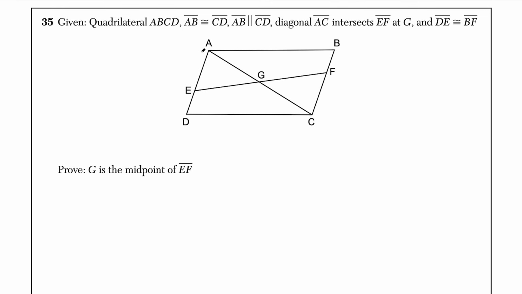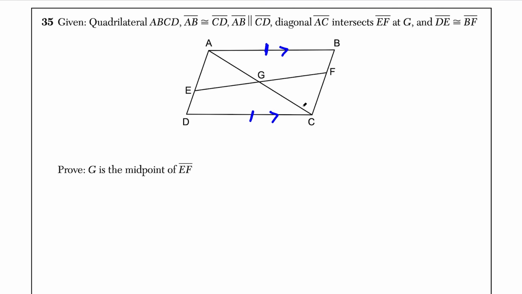Question 35, the triangle proof. The first thing I like to do for these questions is transfer the given information over to the diagram. So we have quadrilateral ABCD, and we're told that AB is congruent to CD. So I'm going to mark these off here with tick marks. And then we have that AB is parallel to CD. So we'll put arrows here to show that these are parallel.